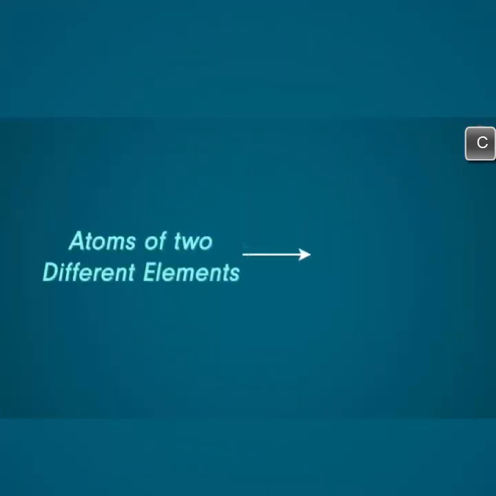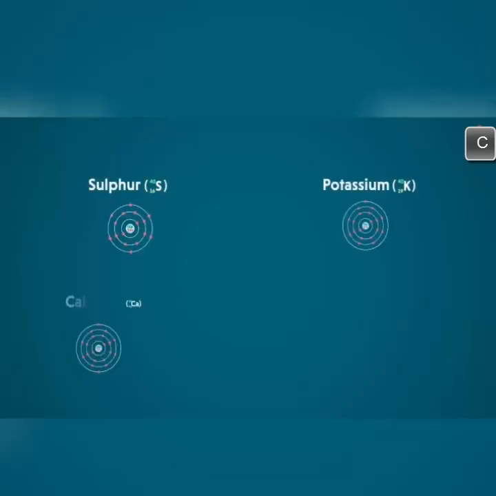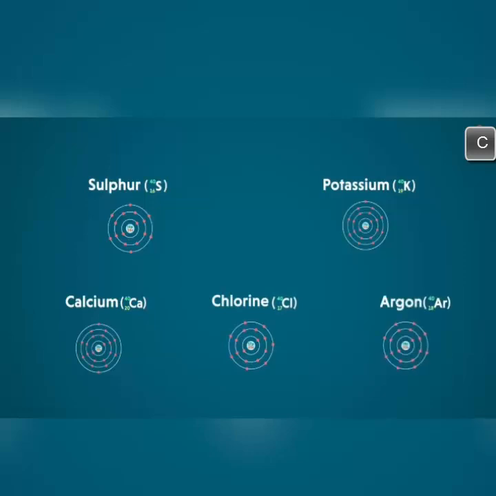Now the question comes: is it possible to have atoms of two elements having the same atomic mass? Yes, we can. For example, when we consider sulfur and potassium, the atomic mass of sulfur is 40 and the atomic mass of potassium is also 40. But the atomic number of sulfur is 16 and the atomic number of potassium is 19.